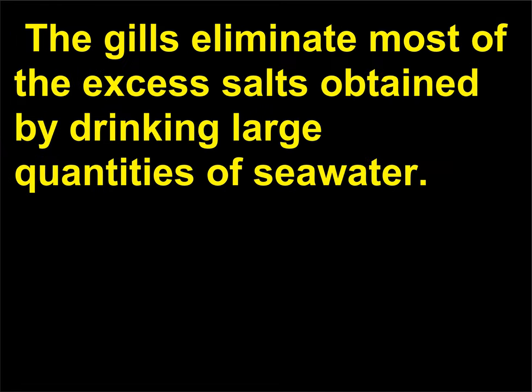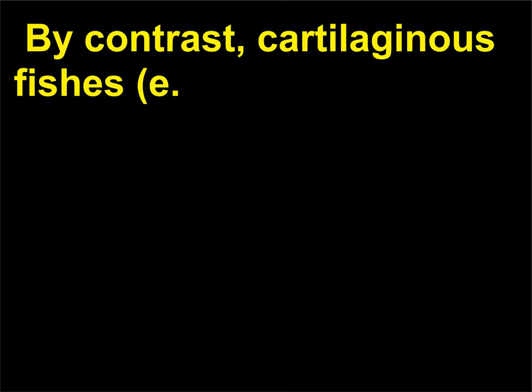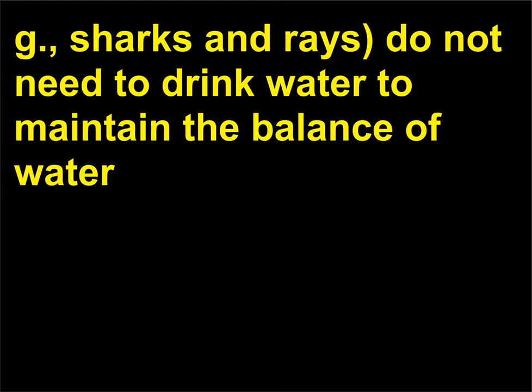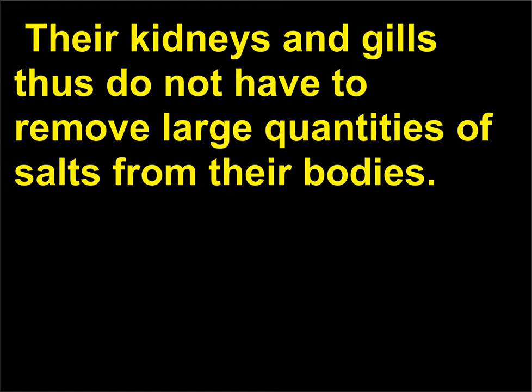The gills eliminate most of the excess salts obtained by drinking large quantities of seawater. The fishes excrete small quantities of urine that is isotonic to their body fluids. By contrast, cartilaginous fishes, e.g., sharks and rays, do not need to drink water to maintain the balance of water and osmotic balance in their bodies. They reabsorb the waste product urea, creating and maintaining a blood urea concentration that is 100 times higher than that of mammals. Their kidneys and gills thus do not have to remove large quantities of salts from their bodies.